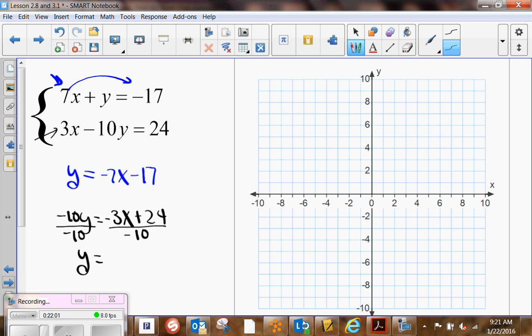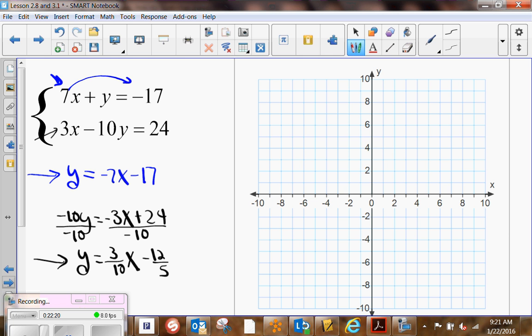So y is going to equal a positive 3/10 x minus 4 into both of those, no, 2 into both of those, and get 12/5. So I'm going to grab this one, and I'm going to grab this one.